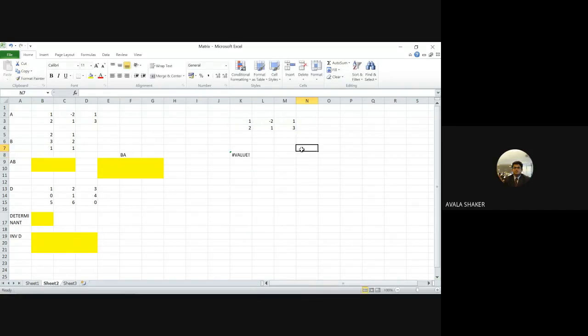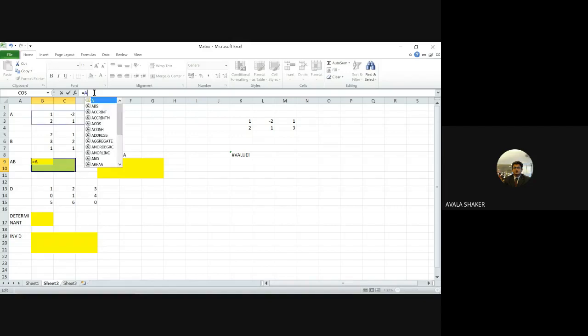Okay. Now similarly here, I want to find, calling this matrix A and calling this matrix B. I select this whole array, go to the formula cell, equal to. What is it that I want to do? A into B. Okay, A.